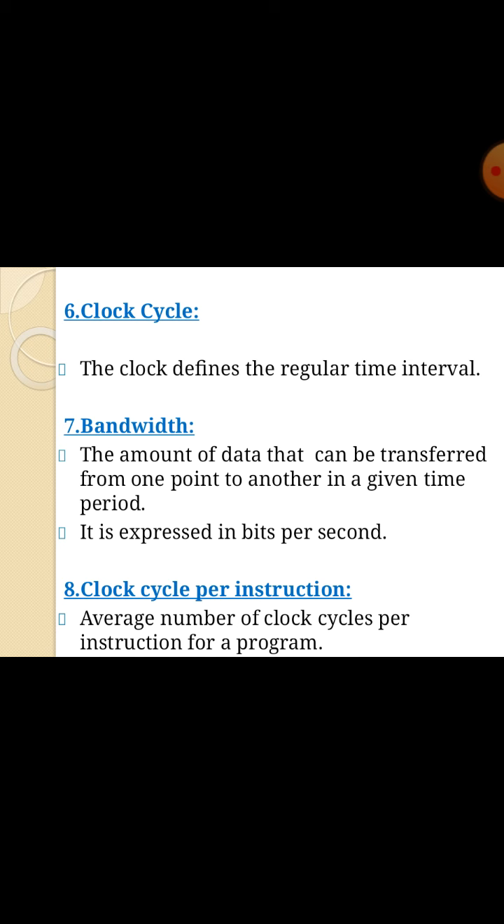Seventh one, bandwidth. The amount of data that can be transferred from one point to another in a given time period is called bandwidth. It is expressed in bits per second. Clock cycles per instruction: the average number of clock cycles per instruction for a program or program fragment.